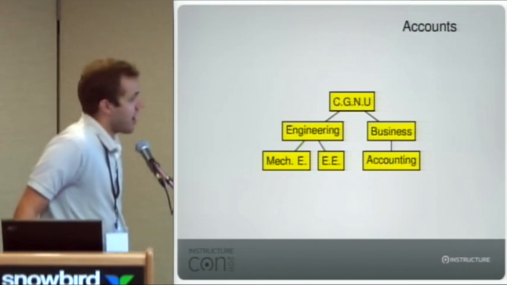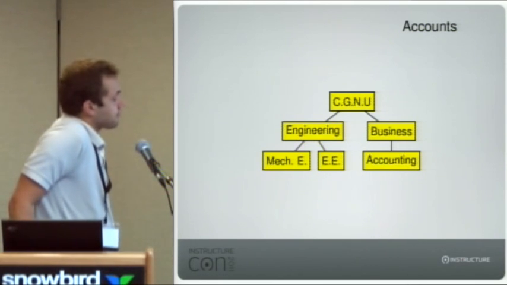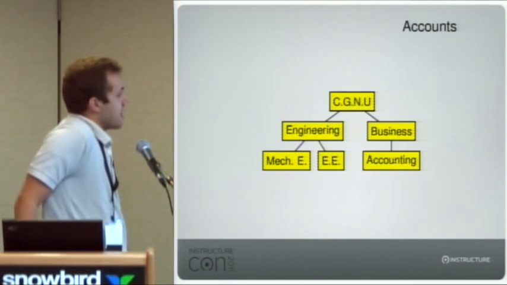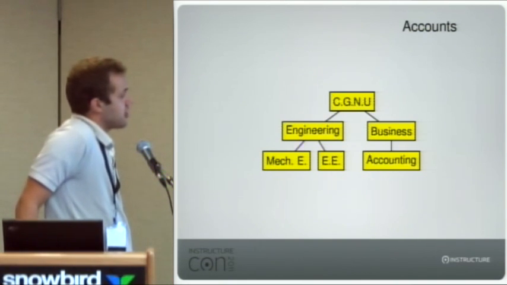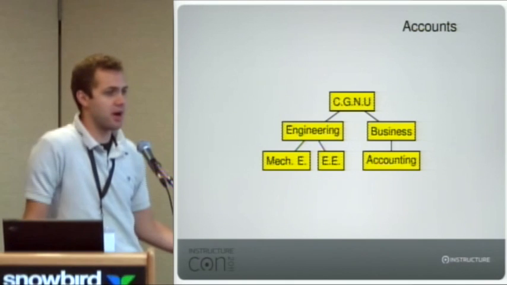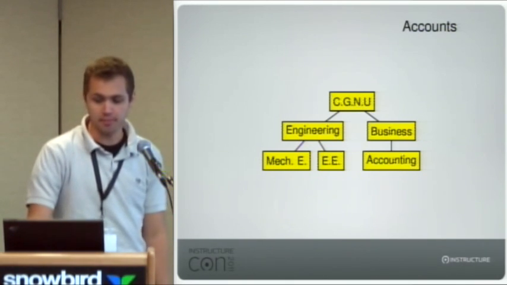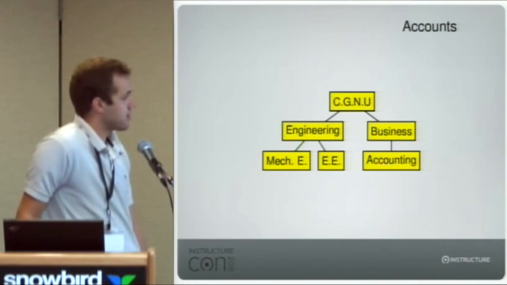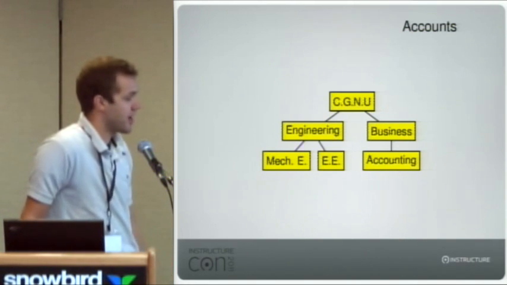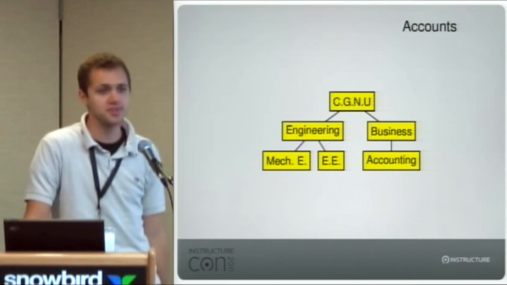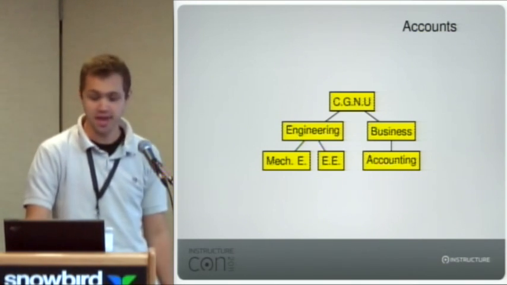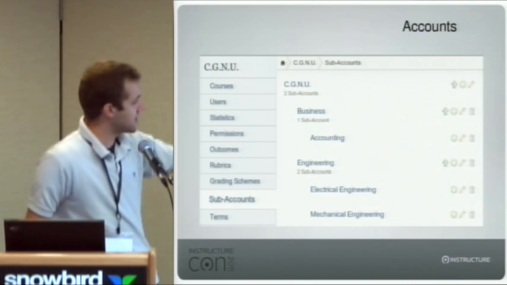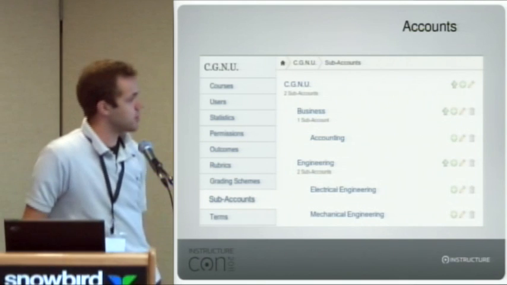So Canvas data model. Let's imagine that you have a crazy go nuts university, and you have two main departments, engineering and business, and within those there's sub-departments, mechanical engineering, electrical engineering, and accounting, right? So this might be a possible hypothetical scenario. In Canvas, these are all considered accounts. Accounts can either be a root account or a sub-account, and a sub-account is just parented by some other account. You can have arbitrary levels of hierarchy in the account system with Canvas. In Canvas, it looks like this. If you're an administrator in Canvas, you can click the sub-accounts tab, and this is what Crazy Go Nuts University looks like.